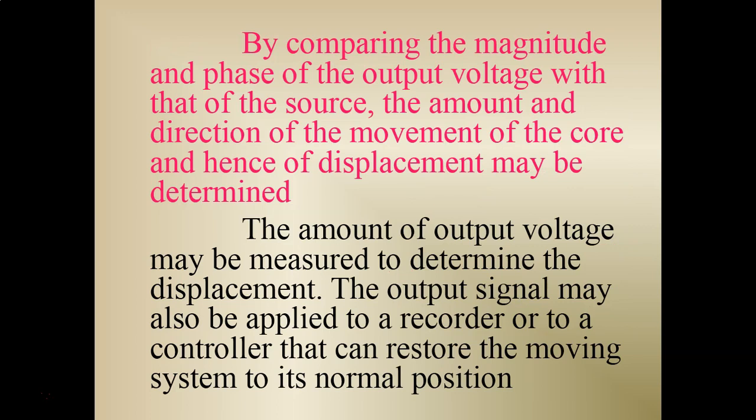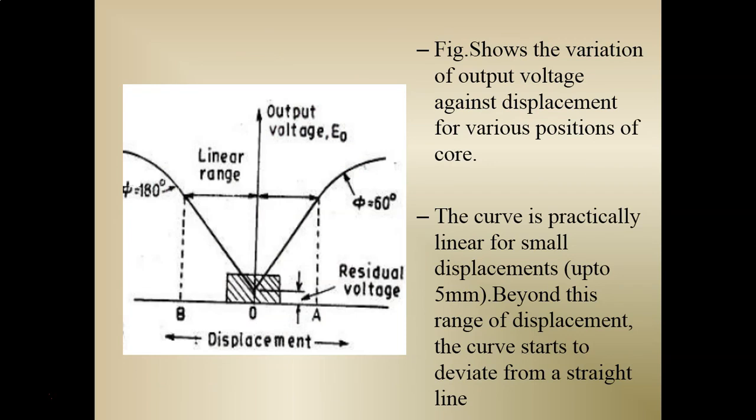By comparing the magnitude and phase of the output voltage with that of the source, the amount and direction of the movement of the core, and hence of displacement, may be determined. The amount of output voltage may be measured to determine the displacement. The output signal may also be applied to a recorder or to a controller that can restore the moving system to its normal position. This figure shows the variation of output voltage against displacement for various positions of core.